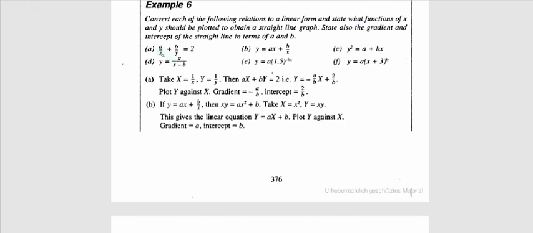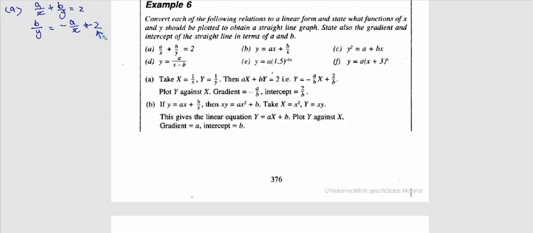Now let's try out the first question, a over x plus b over y equal to 2. Now, rearrange: a over y equal to minus a over x plus 2. Now, you can see that it's already a constant here, but there's no unknown. So this is not acceptable.